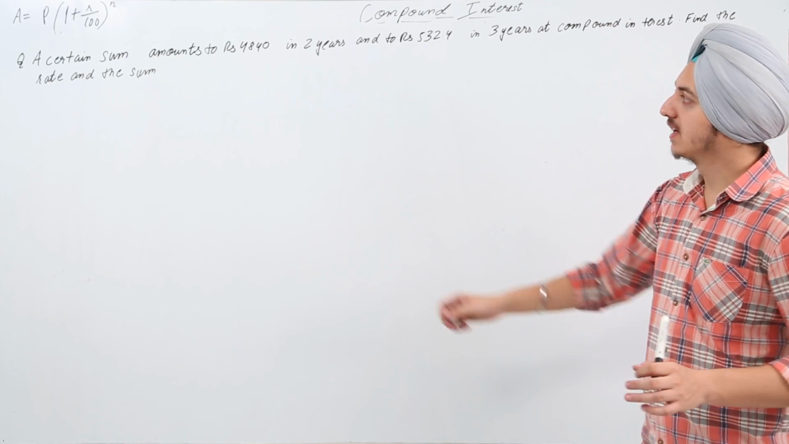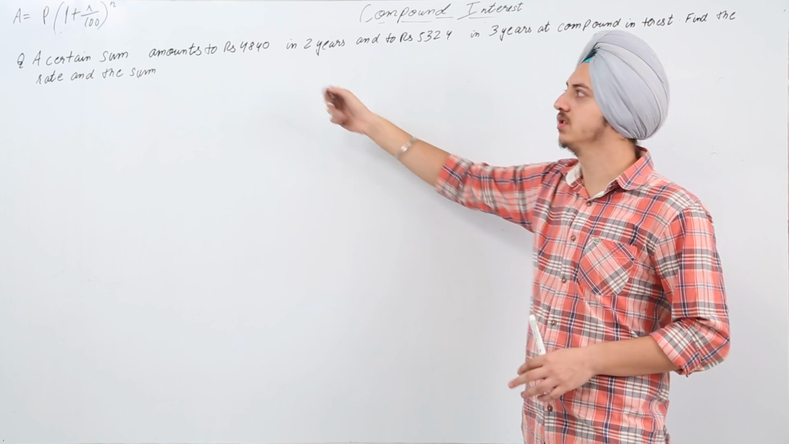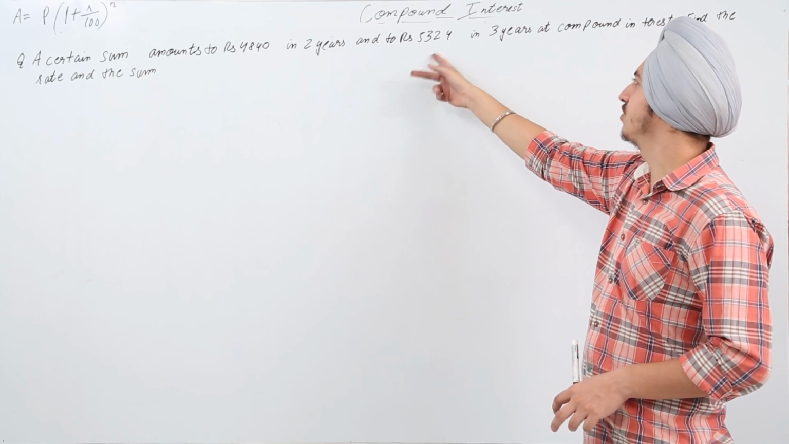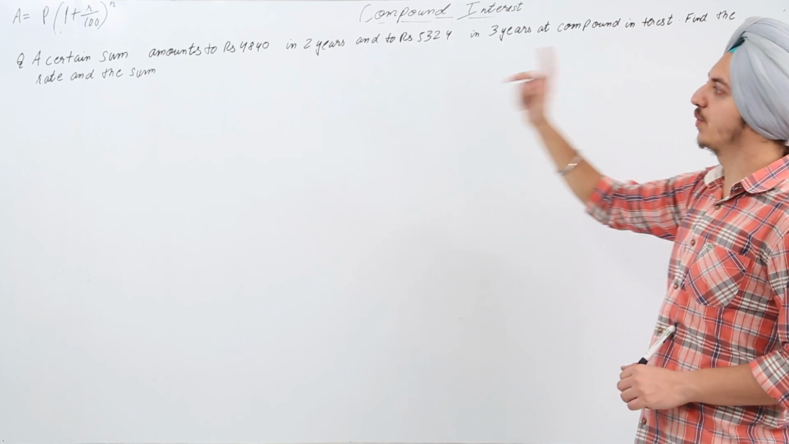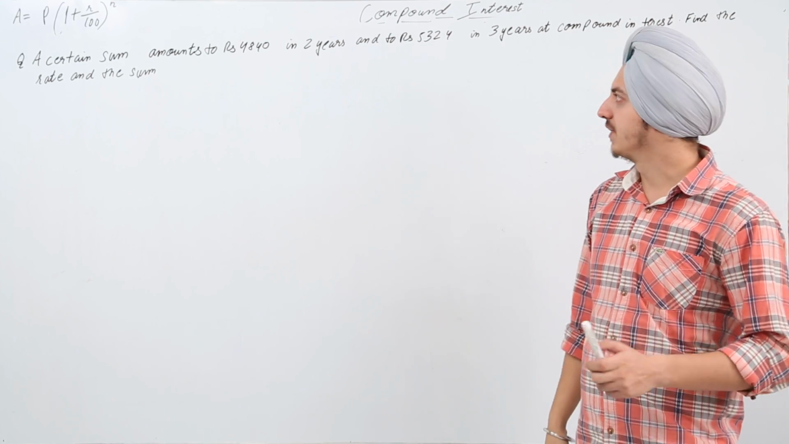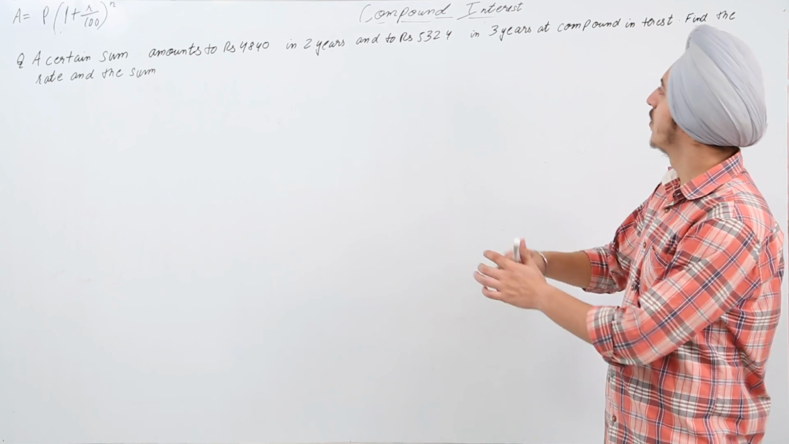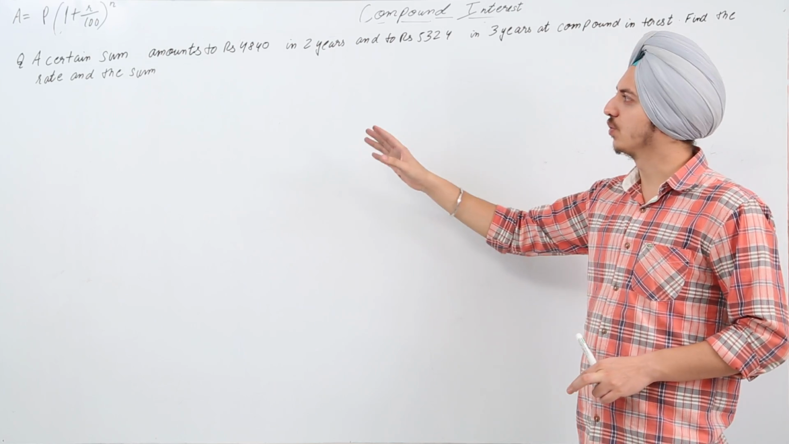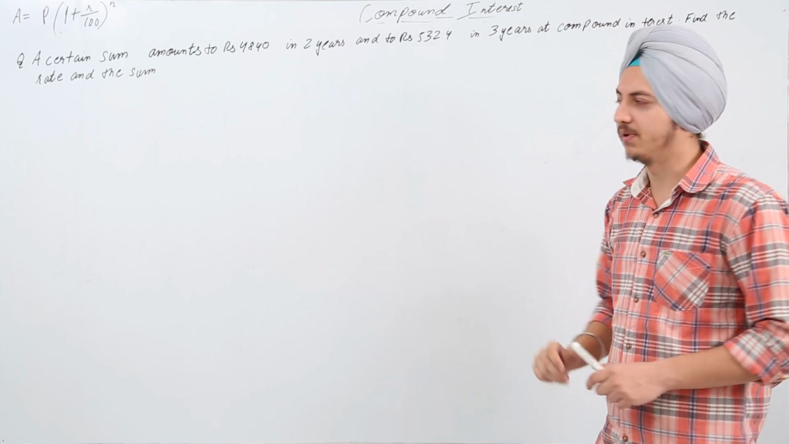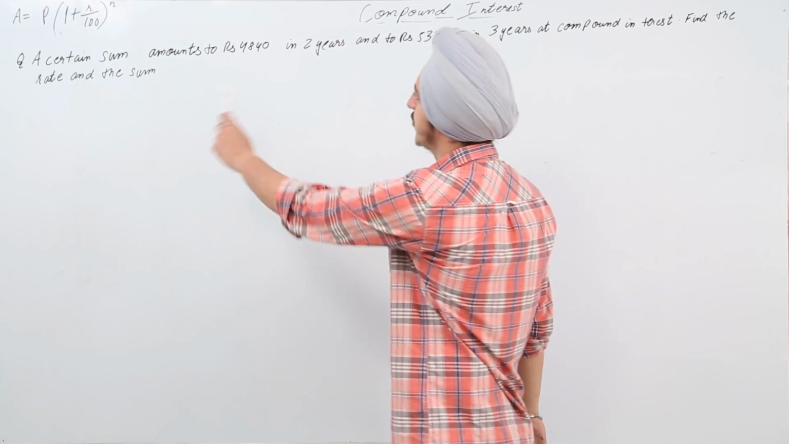Now we have a certain sum amounts to rupees 4840 in 2 years and rupees 5324 in 3 years at compound interest. Find the rate and sum. So what are we given? We are given the amount after 2 years and the amount after 3 years, and we have to find out the rate and the total sum or the principal.